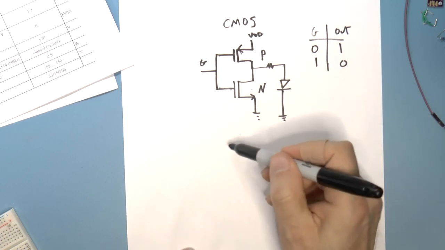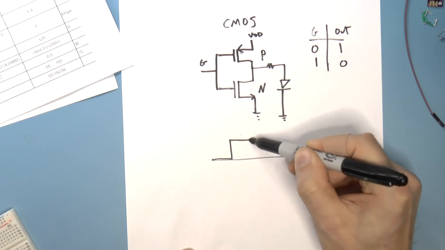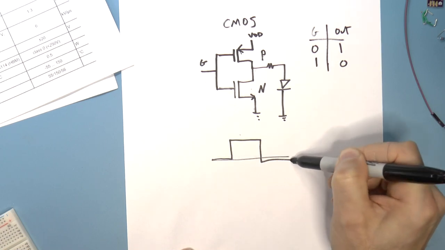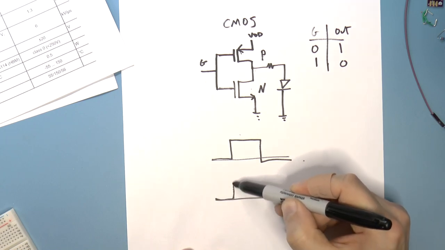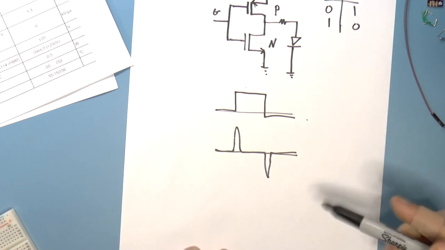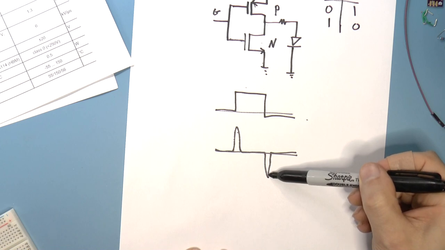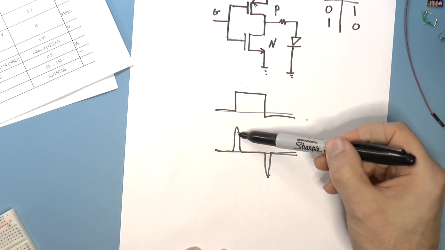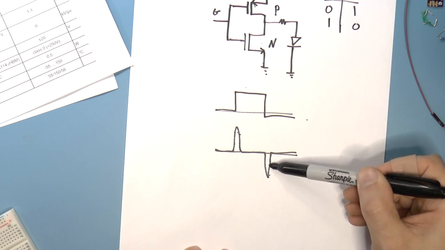So, for example, if we had the gate going like this, say, then the current would look something like this. Okay? And this is maybe current going through the top MOSFET and current going through the bottom MOSFET. So this is to charge up the gate of the next stage, and this is to discharge the gate on the next stage.